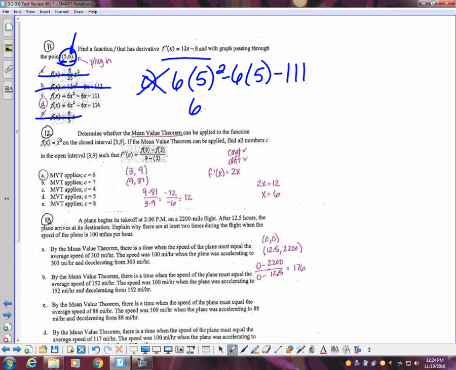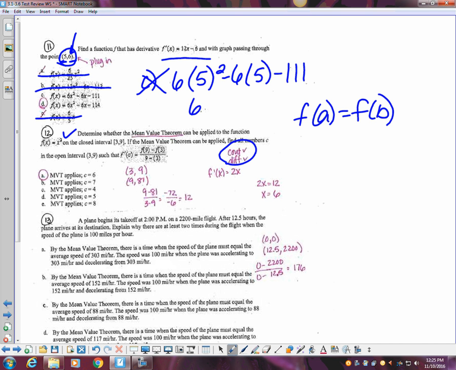Number 12, determine whether the mean value theorem can be applied to the function x squared on the closed interval 3 to 9. If the mean value theorem can be applied, find all c's in the open interval such that the derivative equals the slope through those 2 points. So continuous and differentiable, absolutely, it's a parabola. Now for the mean value theorem, I don't need f of a to equal f of b.